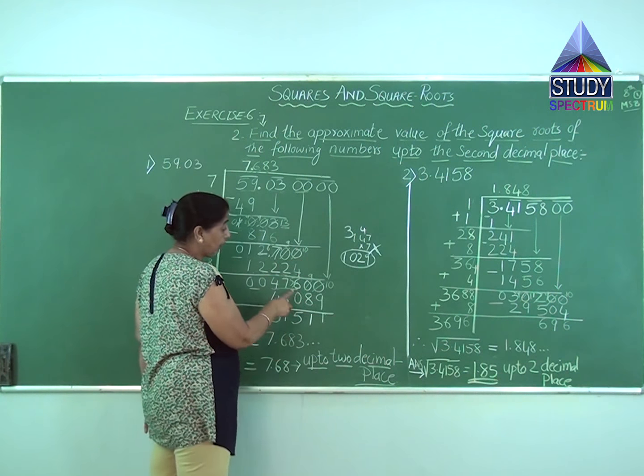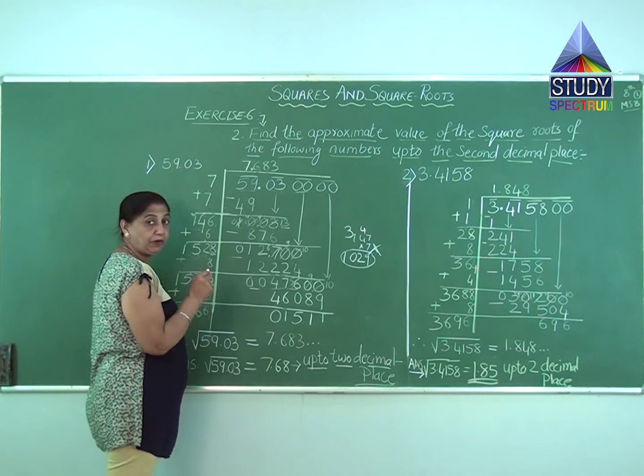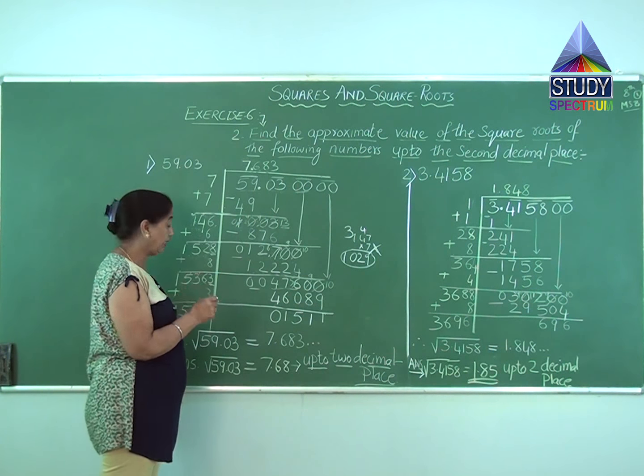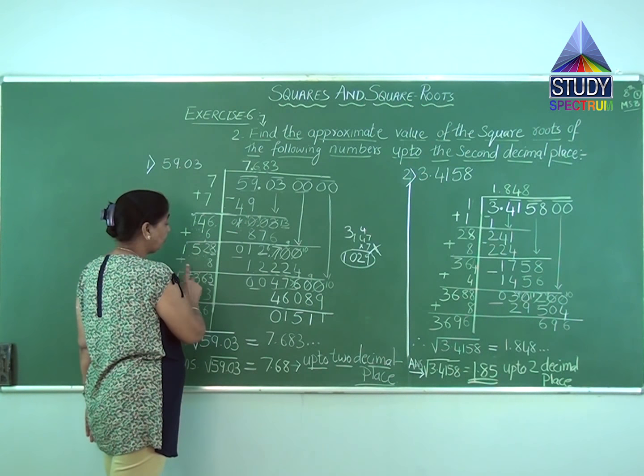I will put such a number that multiplying by the same number, the product should be near to this. So again 3 is the appropriate number which I can take over here. So 3 into 3 gives me 9. 3 into 6 gives me 18, 1 carry. 3 into 3, 9 plus 1, 10. So I will put 0, 1 carry. 3 into 5, 15. 15 plus 1, 16, 1 carry. 3 into 1, 3 plus 1, 4.